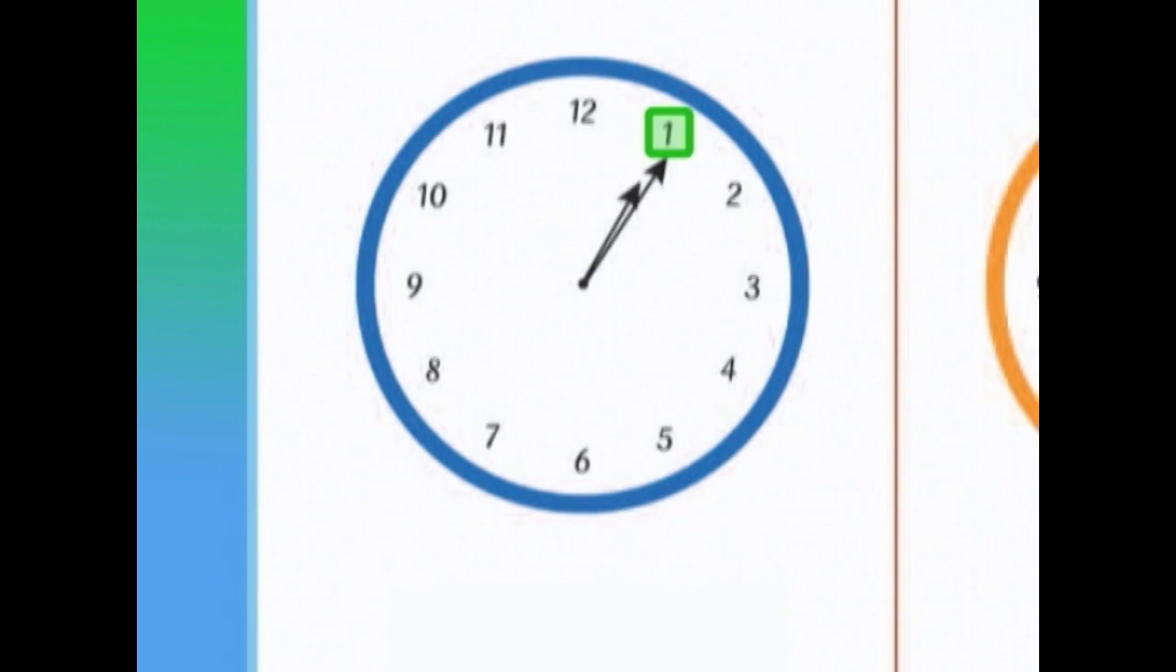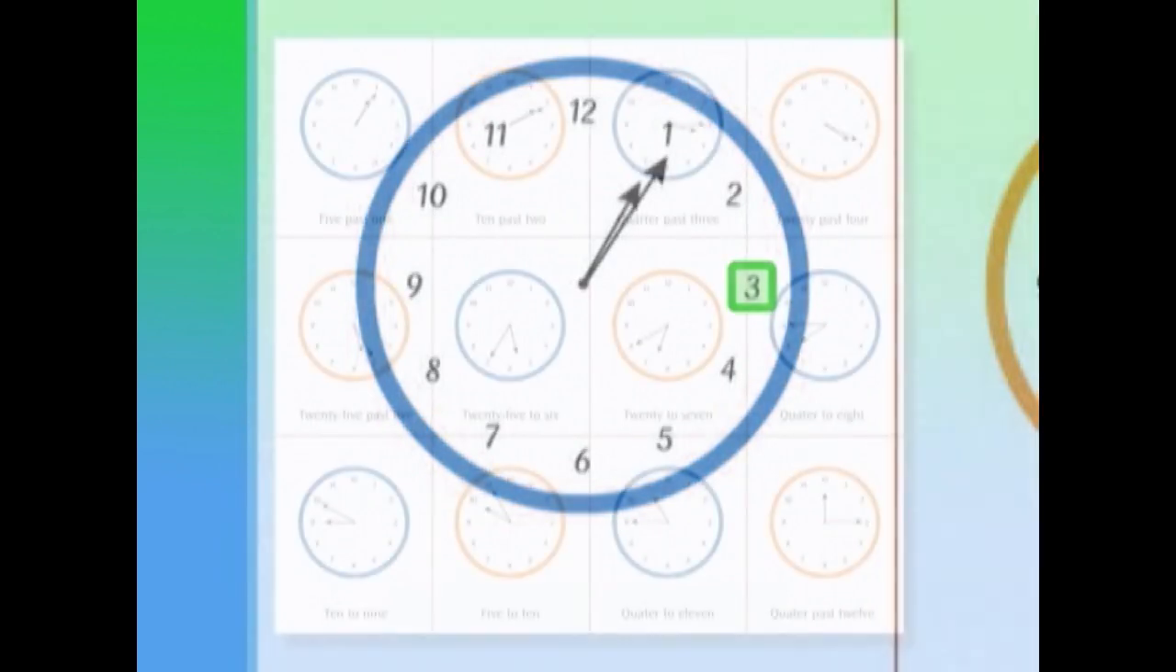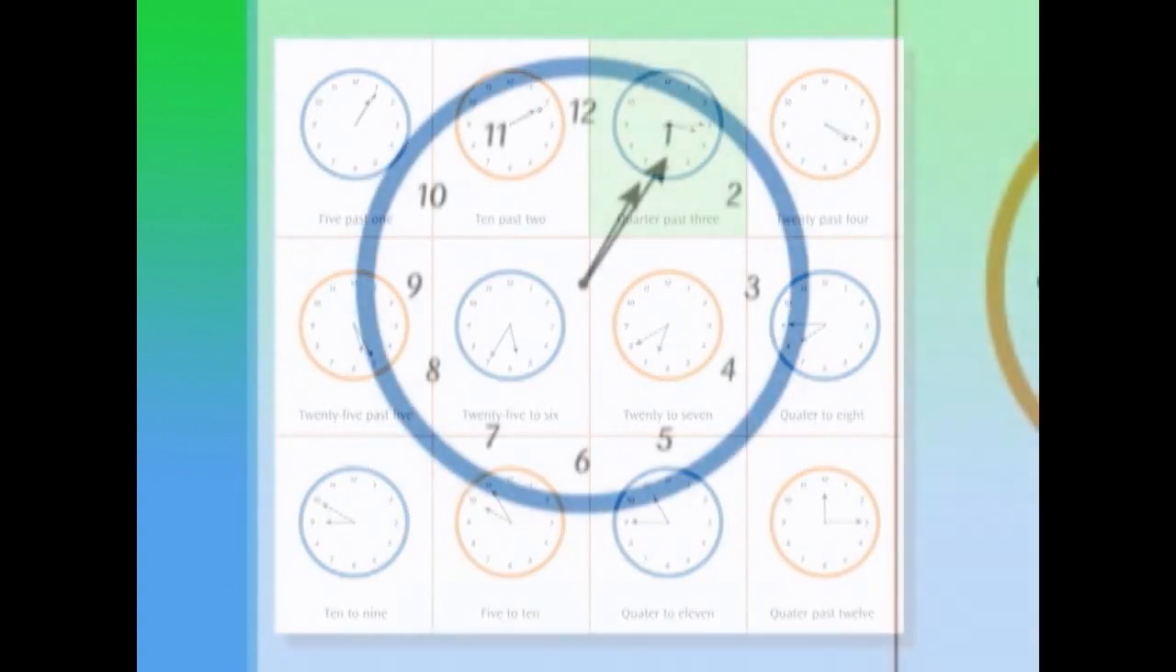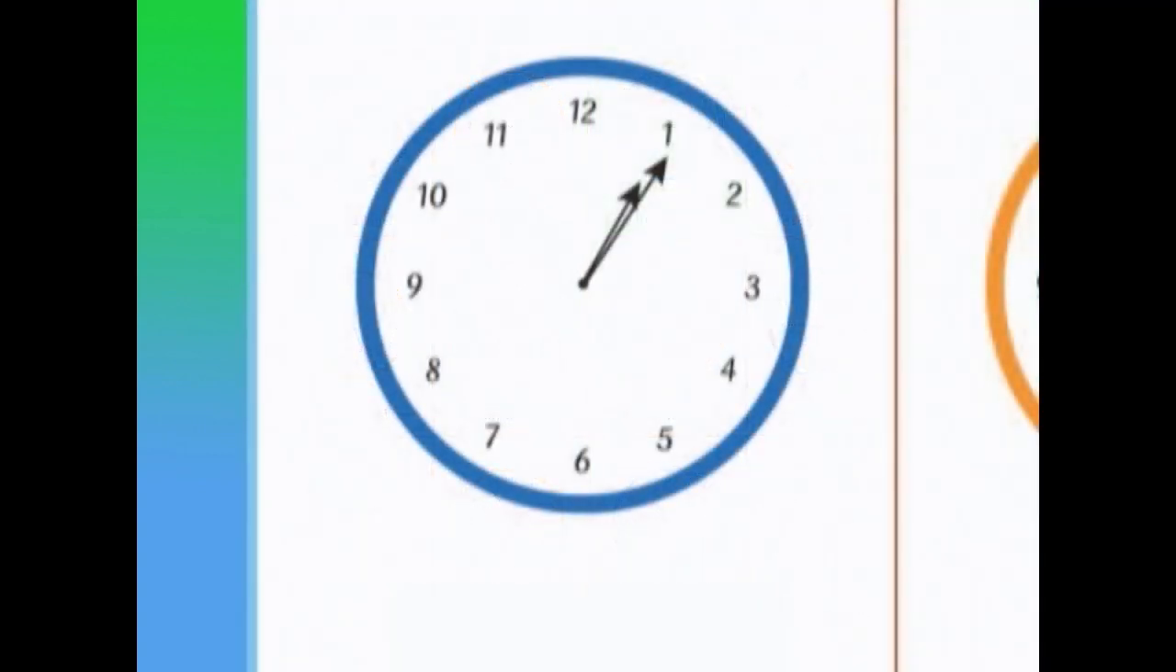Now the big hand, when it points at number 3, we know that means a quarter past, don't we? Can you find a clock here that shows the big hand pointing at number 3? Yes, the third clock in the first row. That's a quarter past 3. But in the first clock, the big hand is not pointing at number 3, it's pointing at number 1.